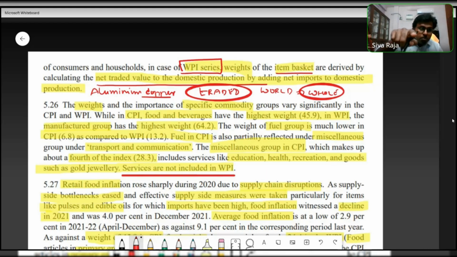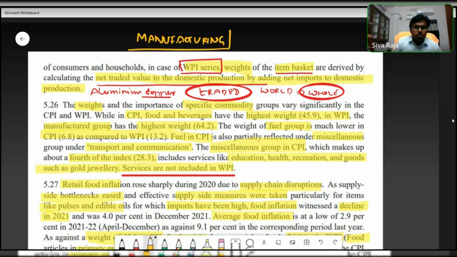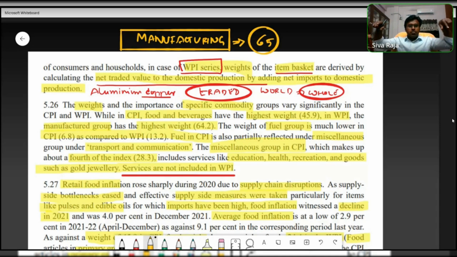WPI does that. If you think about WPI, manufacturing, how much component? What is the manufacturing component of WPI? Anyone remember? 65. That is the point. Why? Because they are thinking about the whole thing. They are thinking about the net traded value. And when you do that, this all happens.